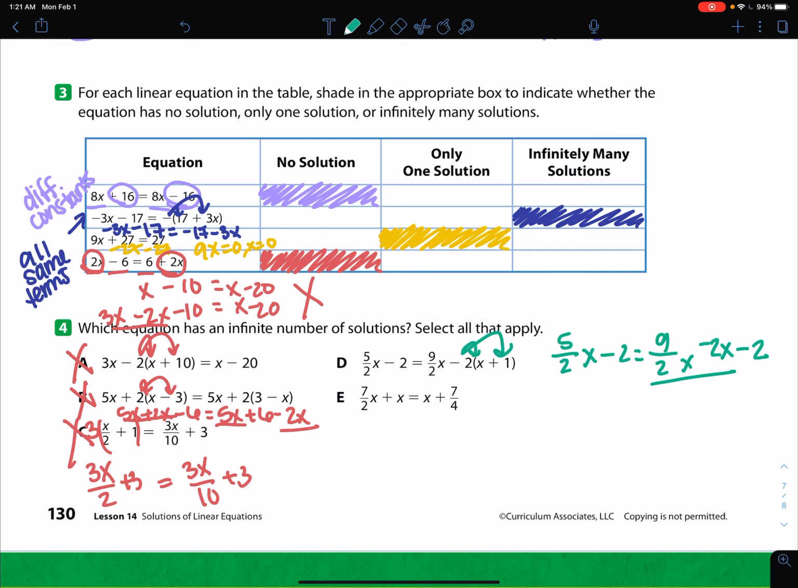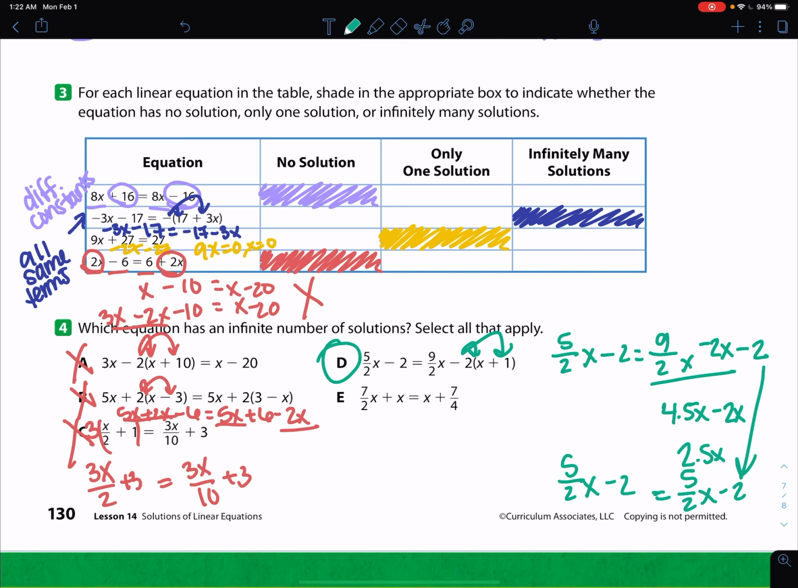So 9/2 x is really 4.5x minus 2x. And that's equal to 2.5x, which is equal to 5/2 x minus 2, because I just dropped that down, which is exactly the same on the left and the right. So D is one of my answers. And let's just see if E is also one.